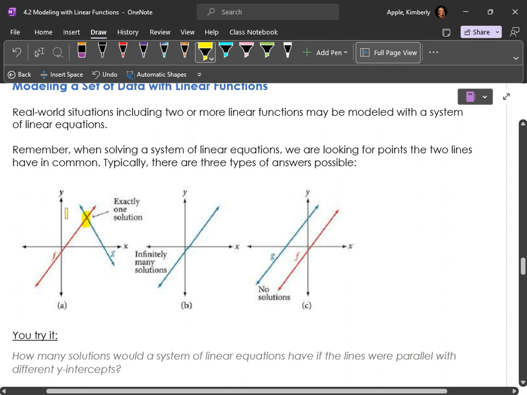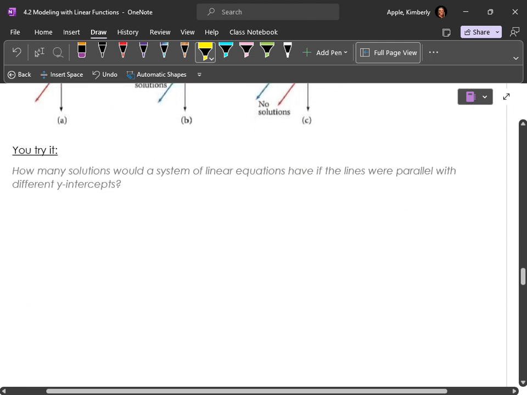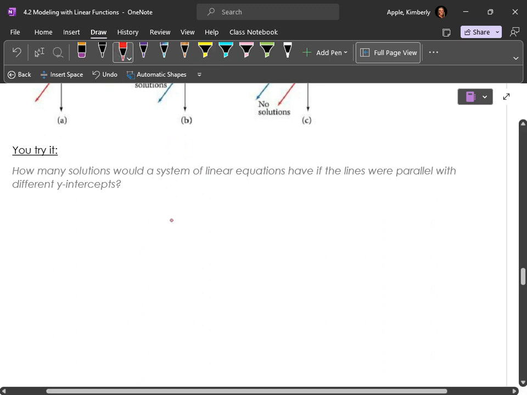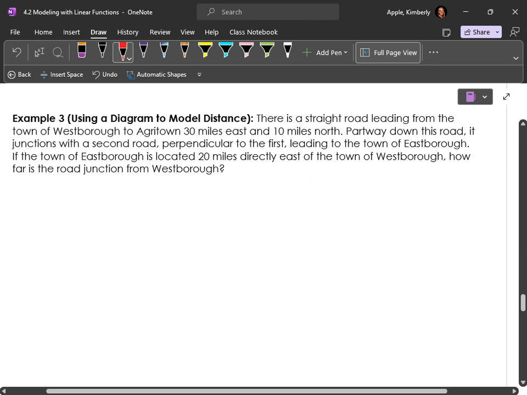Here we have a single solution because there's one intersection. Here, these are the same lines, so there are infinitely many. And here there are no solutions because those lines never touch. So thinking about it, how many solutions would we have if the lines were parallel with different y-intercepts? Based off what we learned last time, that would be no solution because they are parallel, therefore they never intersect.